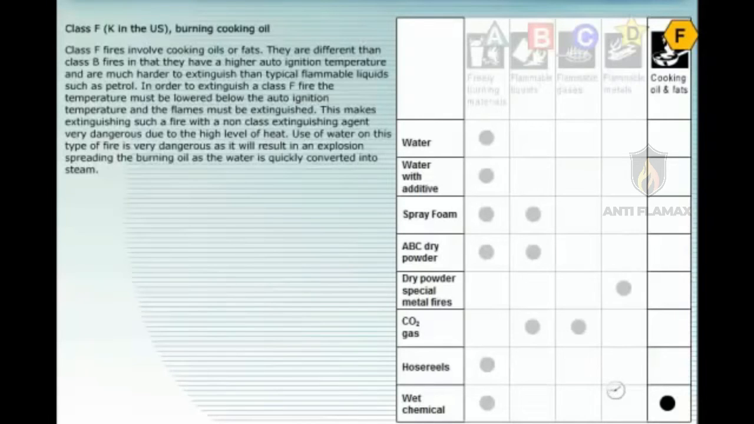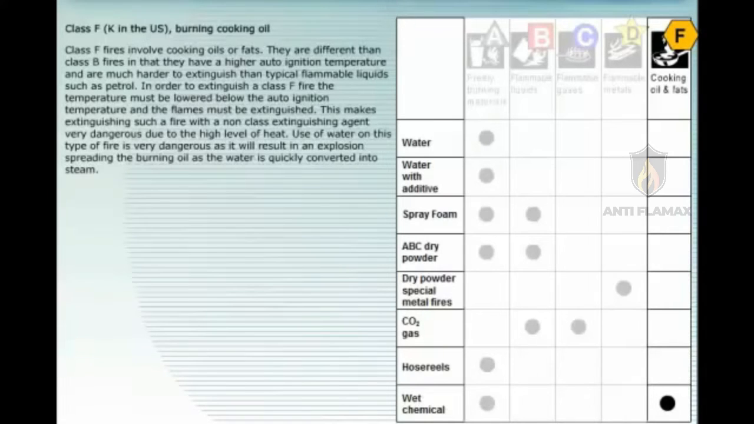must be extinguished. This makes extinguishing such a fire with a non-class extinguishing agent very dangerous due to the high level of heat. Use of water on this type of fire is very dangerous, as it will result in an explosion, spreading the burning oil as the water is quickly converted into steam. Conventional foam is not always effective either, because the high temperature quickly destroys the foam blanket, exposing the surface of the oil, which can result in reignition of the fire.